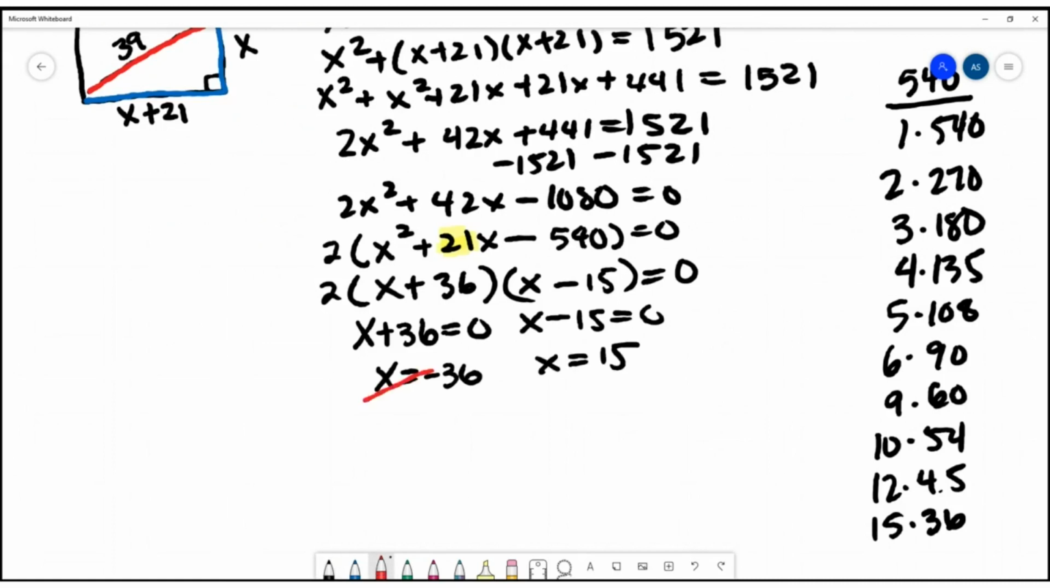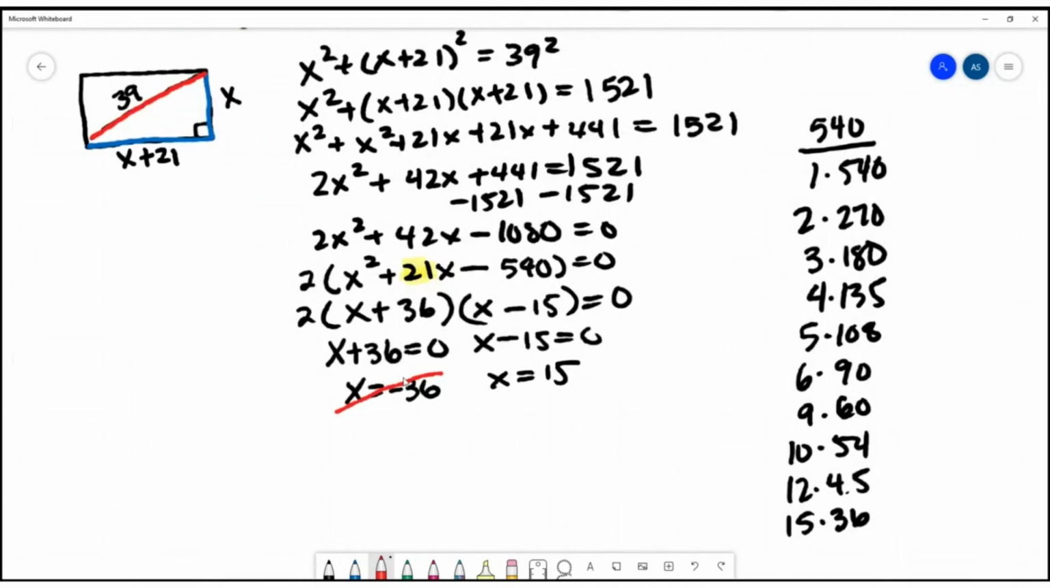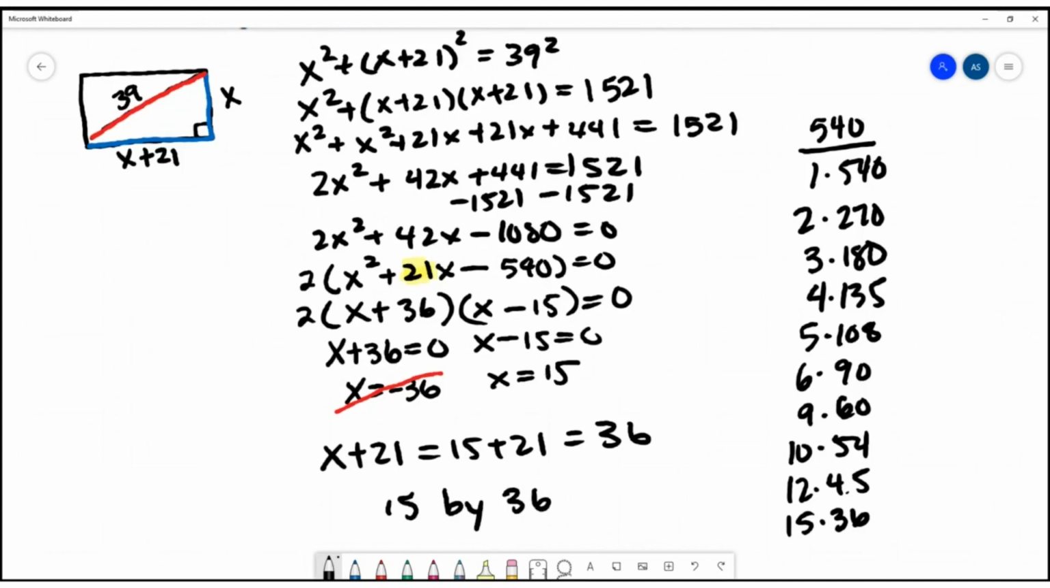And negative 36 doesn't make sense because we've let x be the height of the TV. So having a negative height doesn't make sense. So we're going to have a height of 15 with a length of x plus 21. That's 15 plus 21, and that's 36. So the dimensions of our TV are 15 by 36.